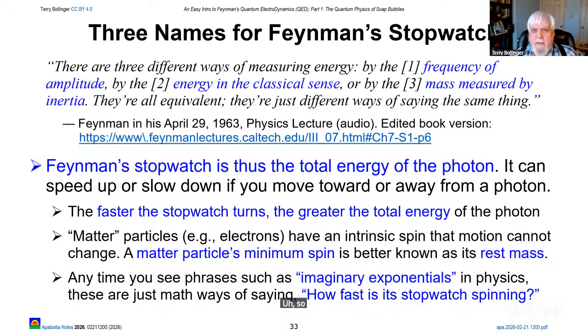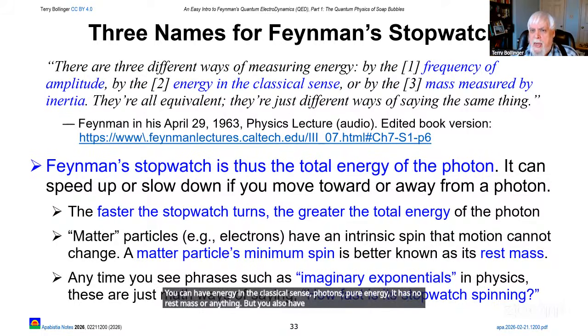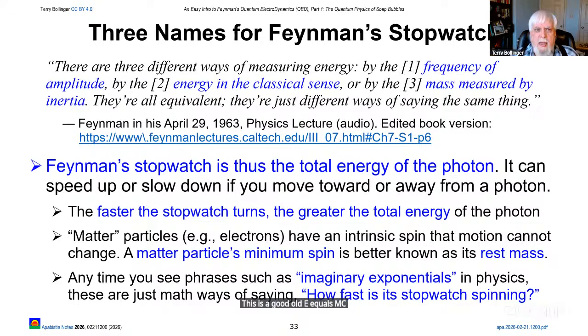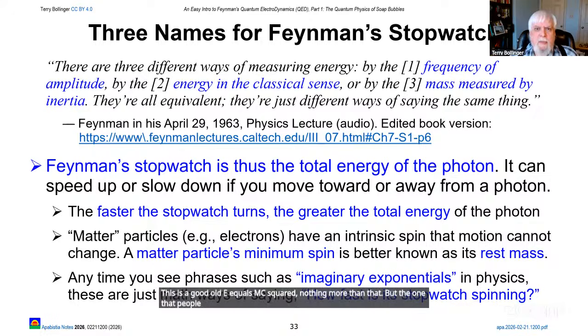So you can see that Feynman defines the concept of energy in three ways. You can have energy in the classical sense. Photon is pure energy. It has no rest mass or anything. But you also have mass as measured by inertia because a photon does have gravitational mass. So that's another way of measuring the energy of a photon. This is a good old E equals mc squared, nothing more than that. But the one that people miss, the one that's very easy to miss, is that there's another definition, which is just frequency. Some people would call this the quantum frequency. Feynman calls it the frequency of amplitude, that little arrow we've been drawing, the little arrow that goes out.